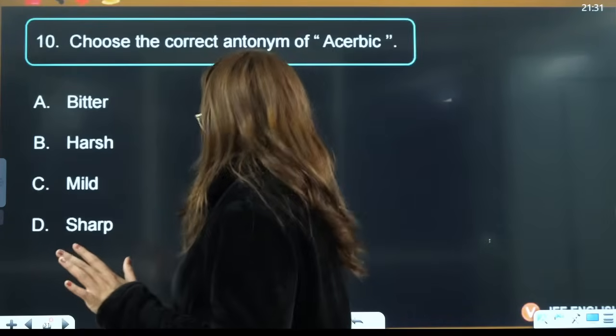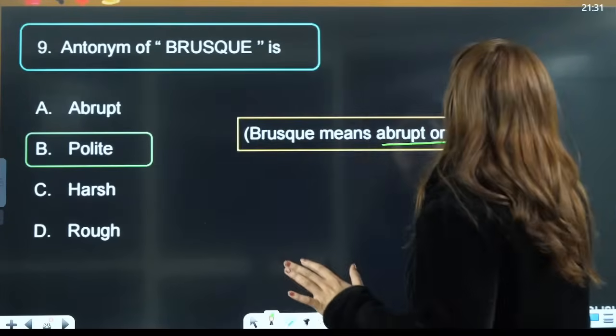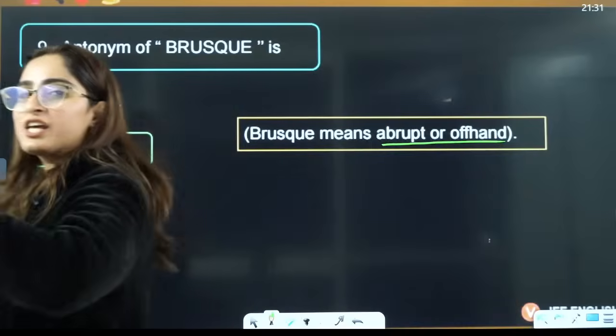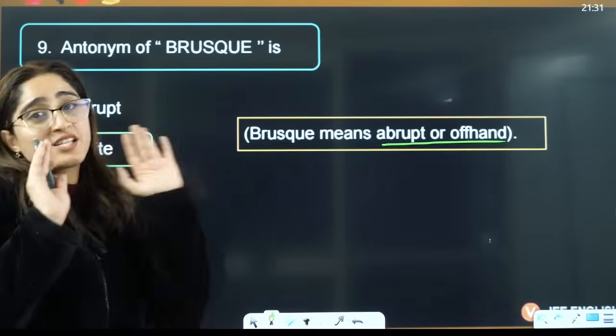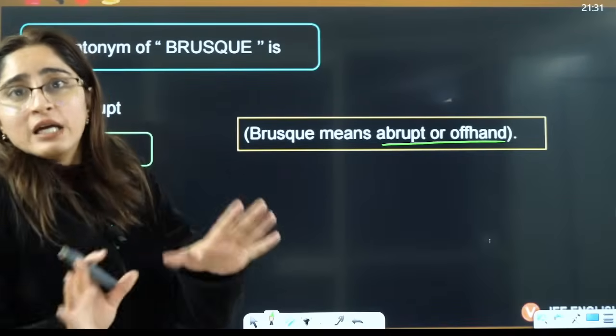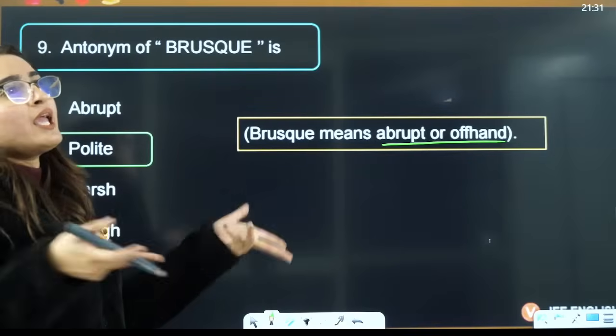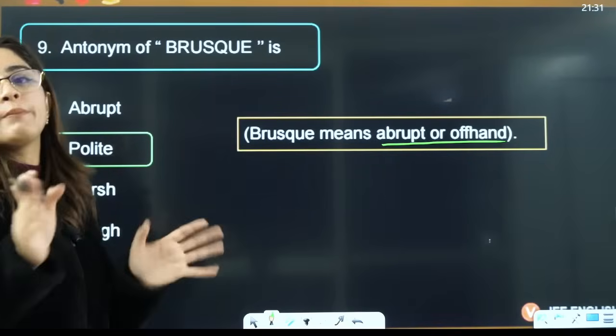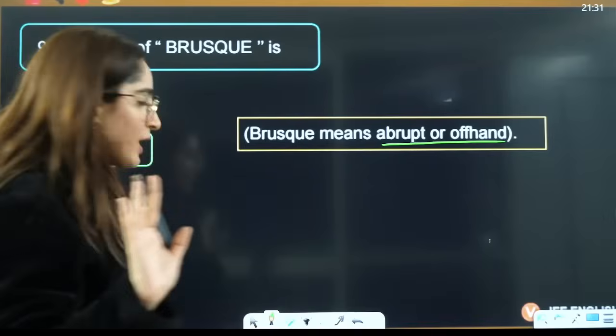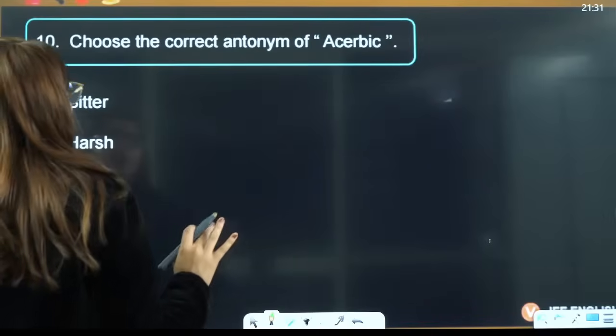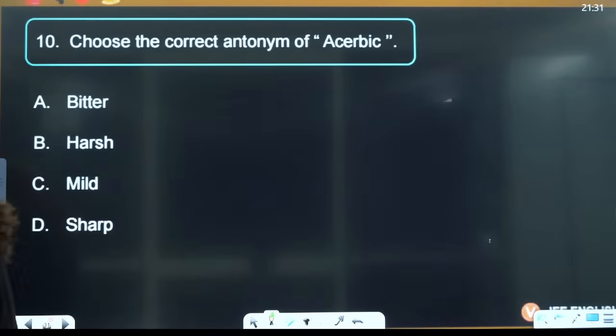Okay, so brusque means abrupt or offensive. My idea is not to tell you these are the synonyms. I just want to tell you that by guesswork also you can answer this, because maybe a question will be from here, maybe not. But by guesswork also you can answer. Okay, choose the correct antonym of this word here, everybody.